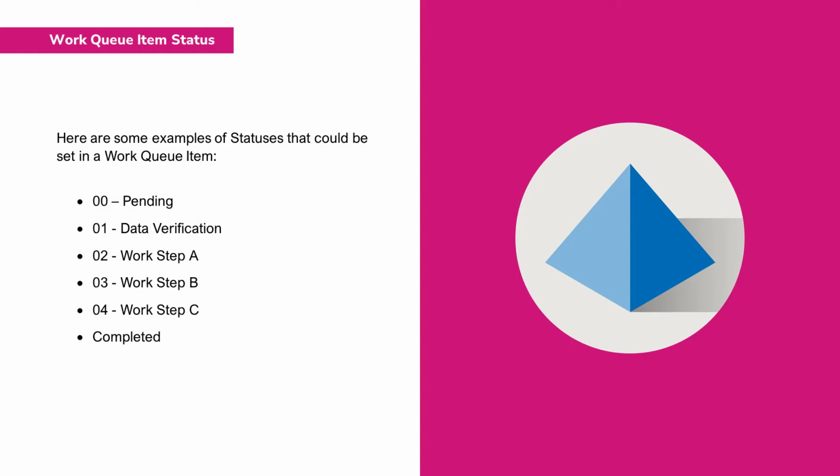Here are some examples of statuses that could be set in a work queue item. So if a digital worker is working an item with a status of 04 work step C, the process could skip over all of the previous steps, as we know these have already been completed. Likewise, if you're given an exception to manually complete, knowing that the status is 04 work step C allows the item to be manually worked from that point onwards.